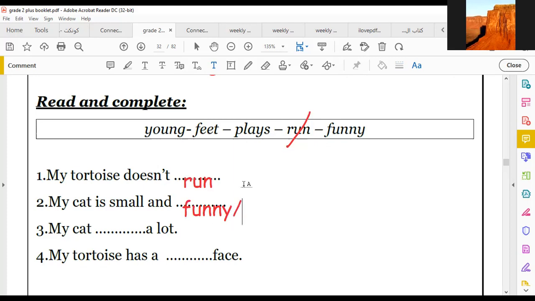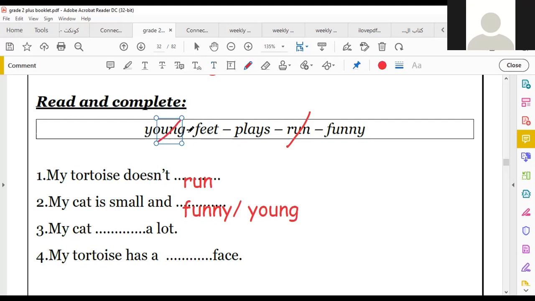We have another answer here, students. We can see also young. My cat is small and the funny, and small and the young, both are correct. Ali Mustafa. Yes, mister. Number three, please.